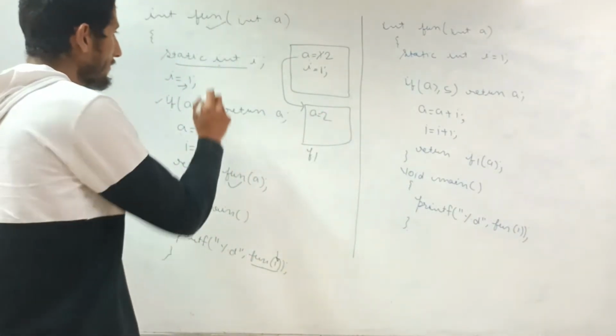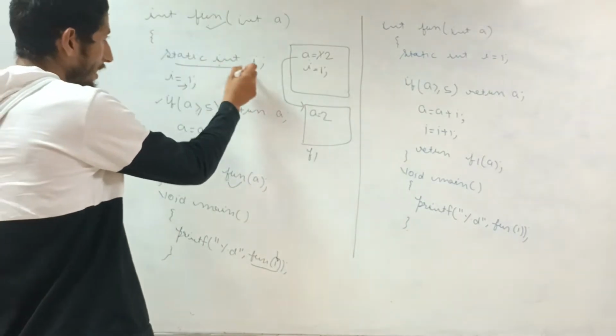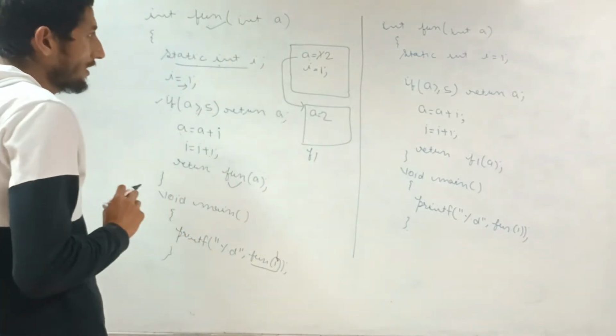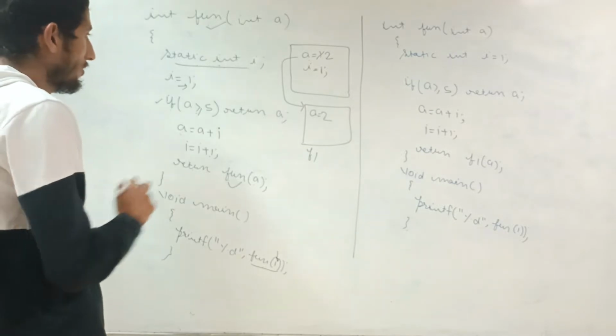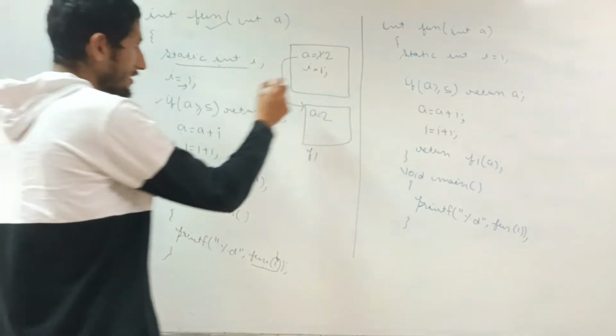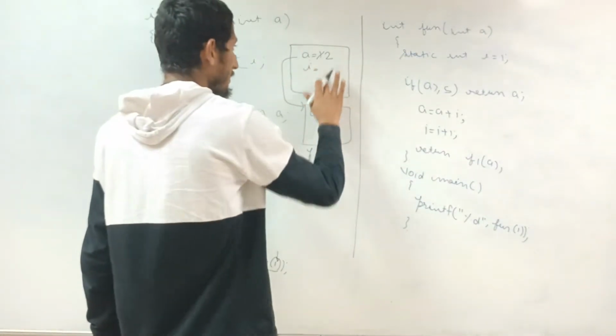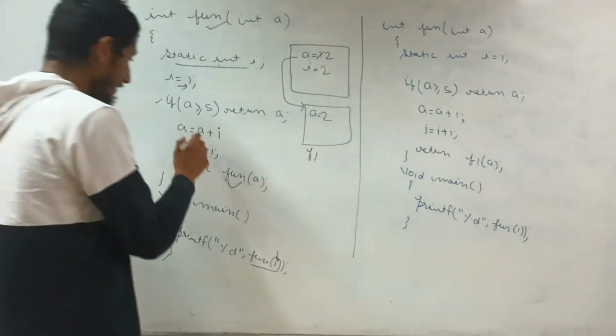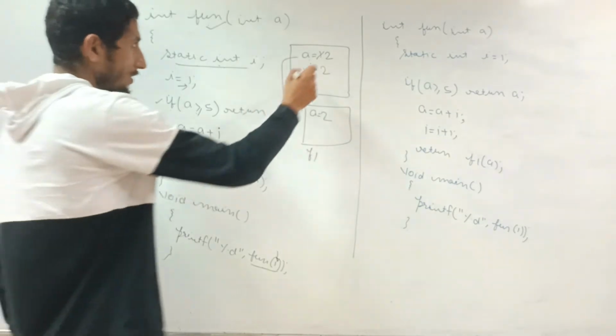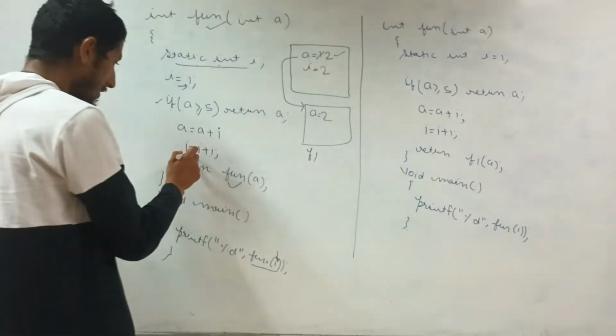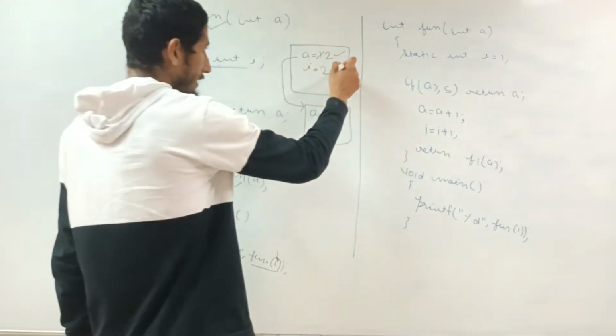Then again static int i. As it is a static variable, we are not going to declare it again. i equals 1. The value of i becomes 2 here, because a equals a plus i, so the value of a will be changed, and i equals i plus 1, so the value of i will be changed.